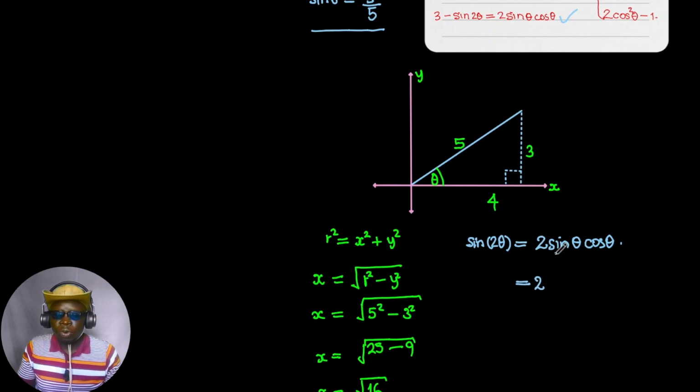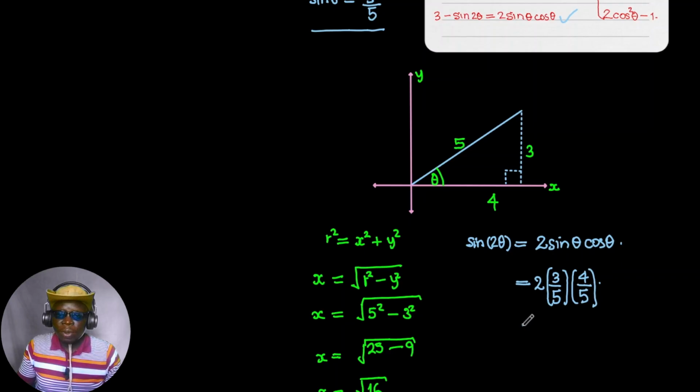So we have 2 from our formula, and we replace sine theta with the value of sine theta here, which is 3 over 5. Closing up this bracket and multiplying with cos theta. So cos theta from our triangle here is adjacent over hypotenuse. So our adjacent is 4 and hypotenuse is 5.